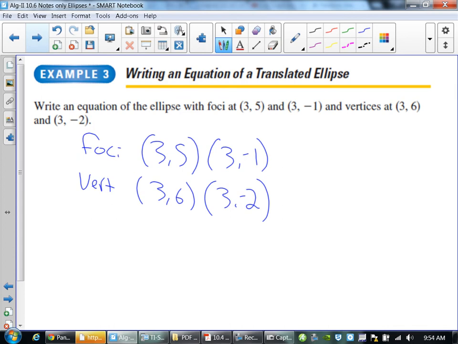Here we've got a foci and a vertex. So what I'm going to do, like we did yesterday, is plot it and figure out what direction it's going. We use these values to figure out where the center is located, because the vertices are equidistant from the center. The foci are equidistant from the center. The co-vertices are equidistant from the center, because they have the same A value, B value, or C value, going in the same direction. So what you're going to wind up doing a lot of times is finding midpoints.